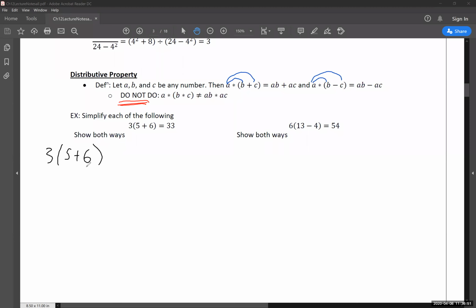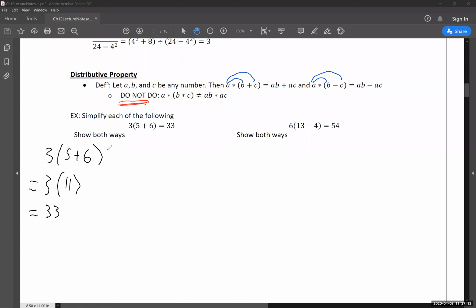I'm looking inside the parentheses first and doing addition. I can't do anything else inside the parentheses. I can't do anything with exponents. I have multiplication going on. So I'm going to be getting 33 as the final answer there, which is the exact same as what we have listed up here, which is good.